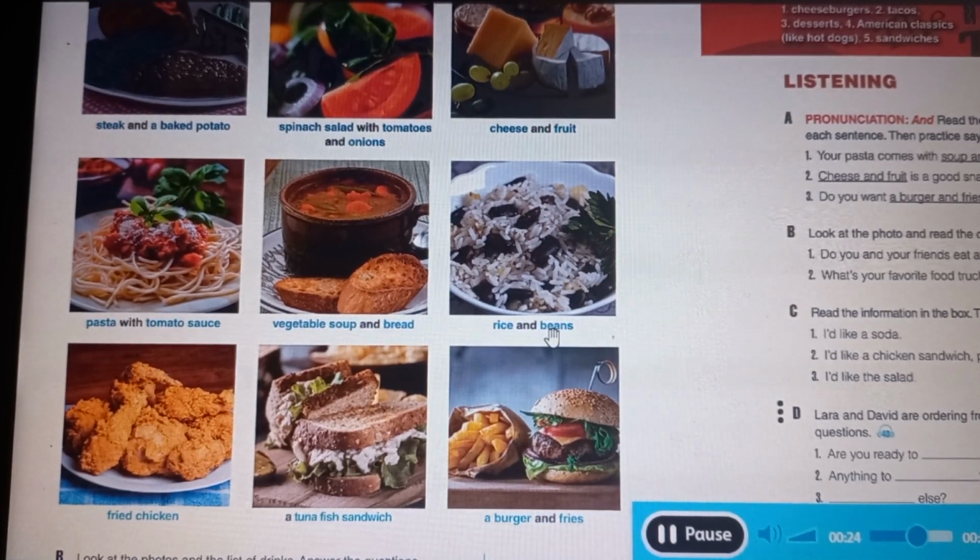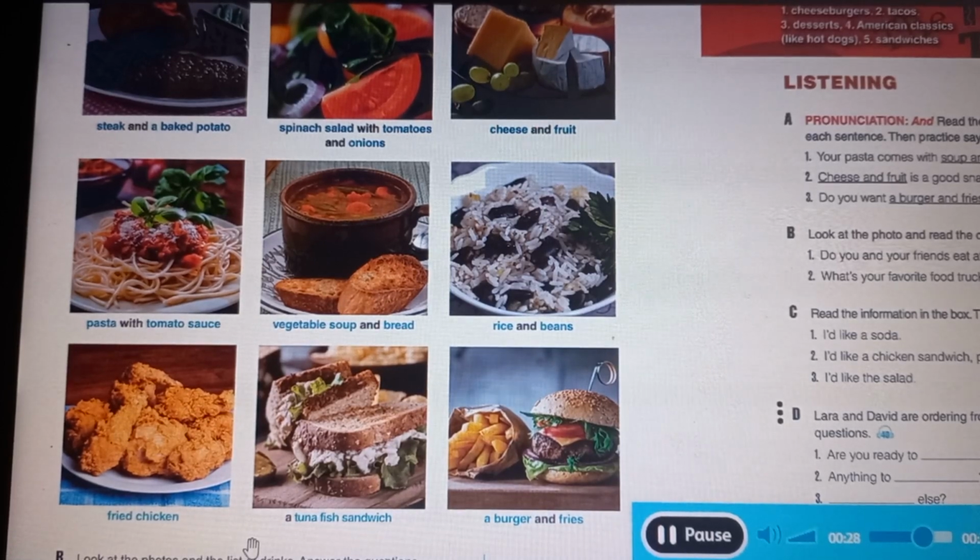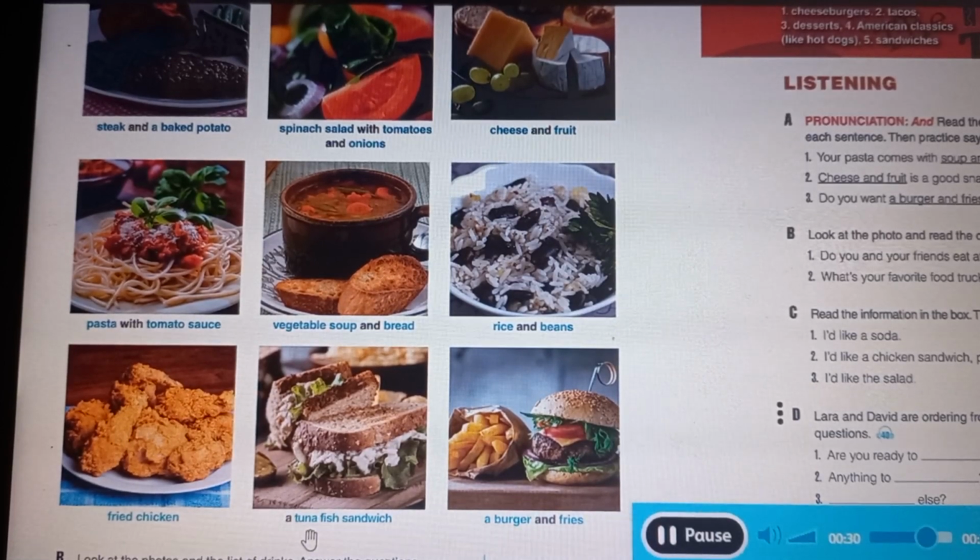Rice and beans. Fried chicken. A tuna fish sandwich. A burger and fries.